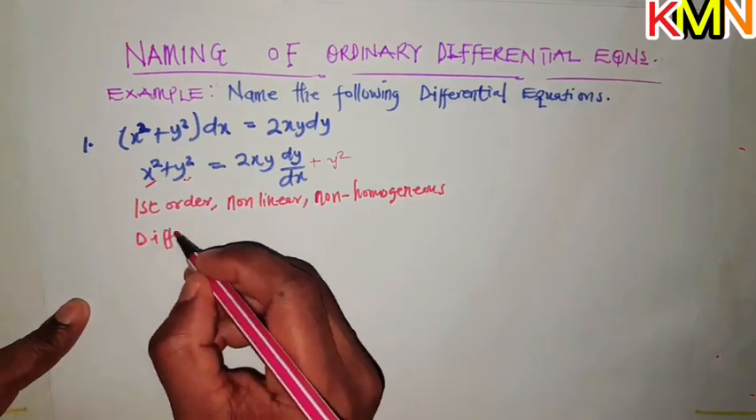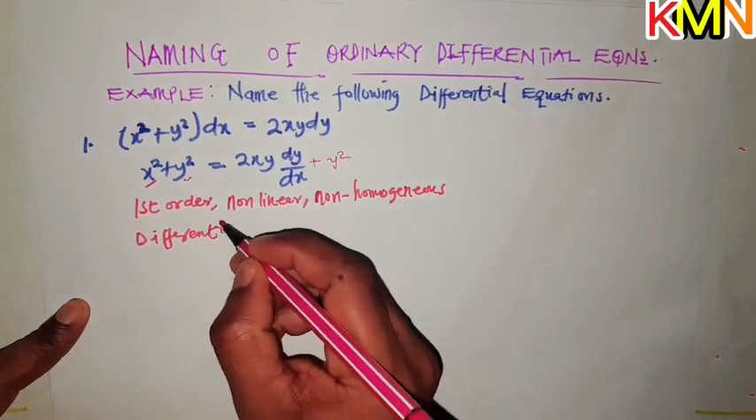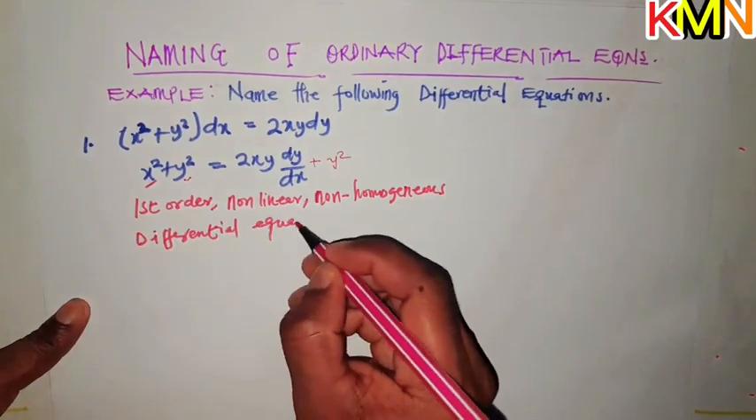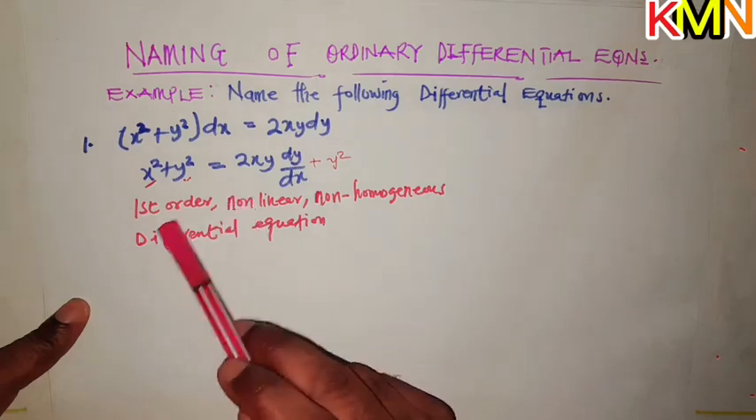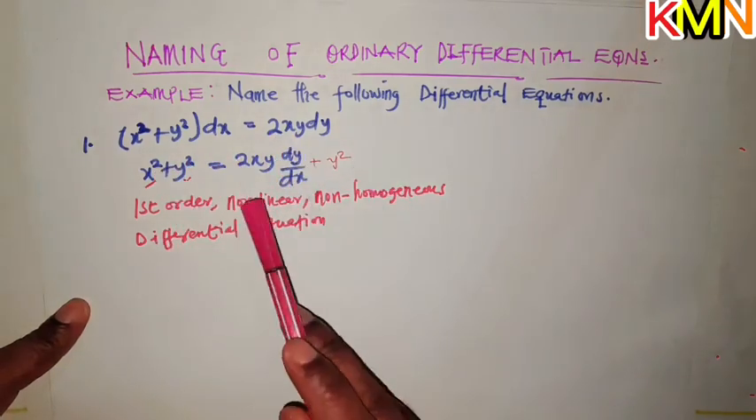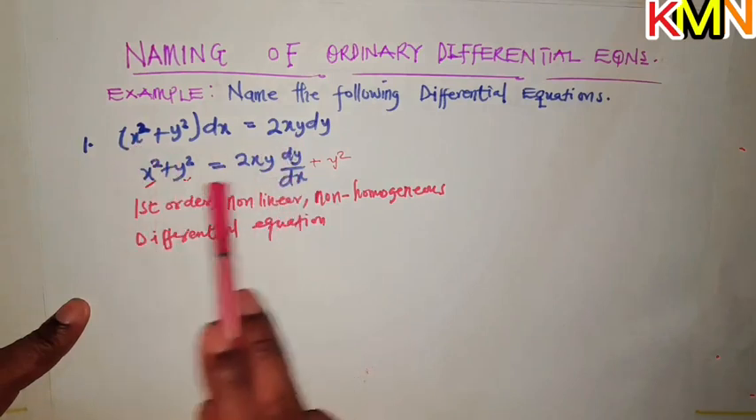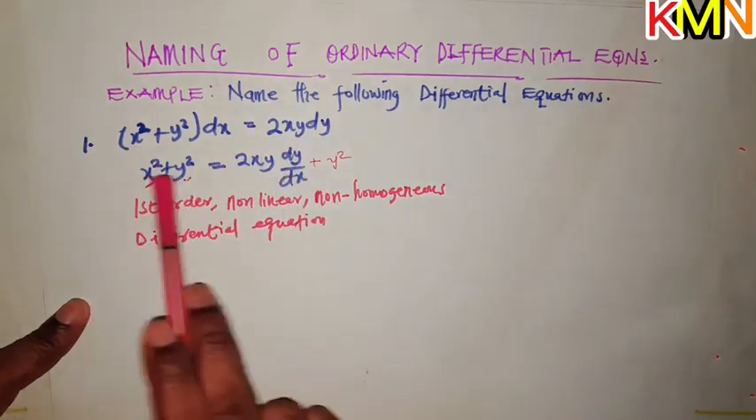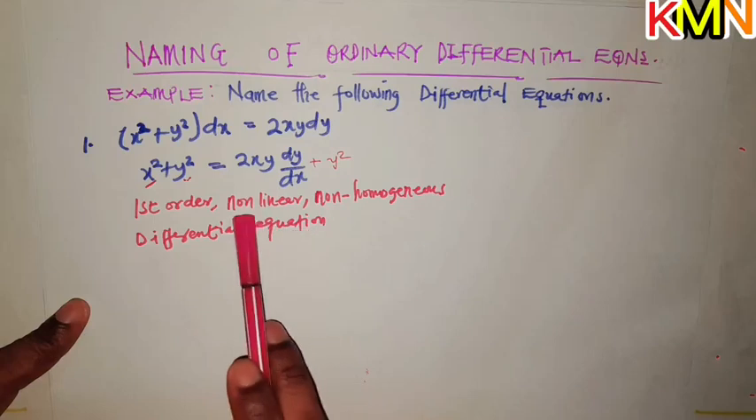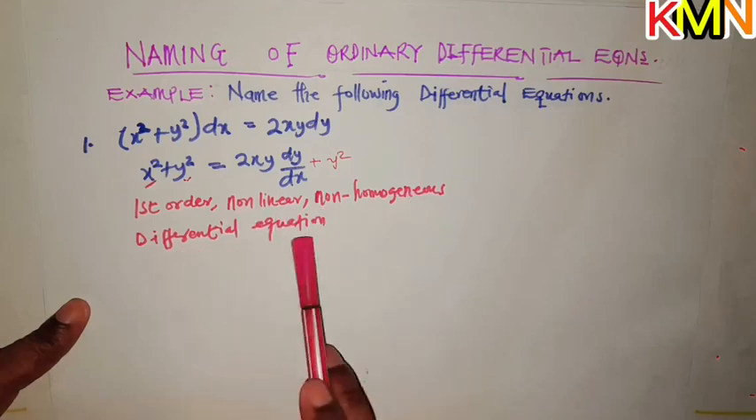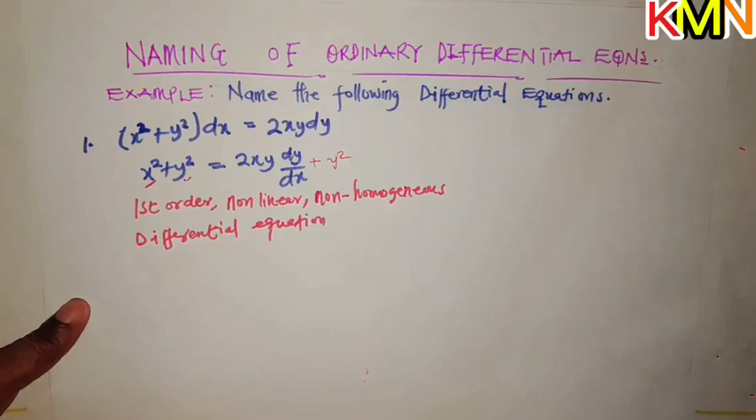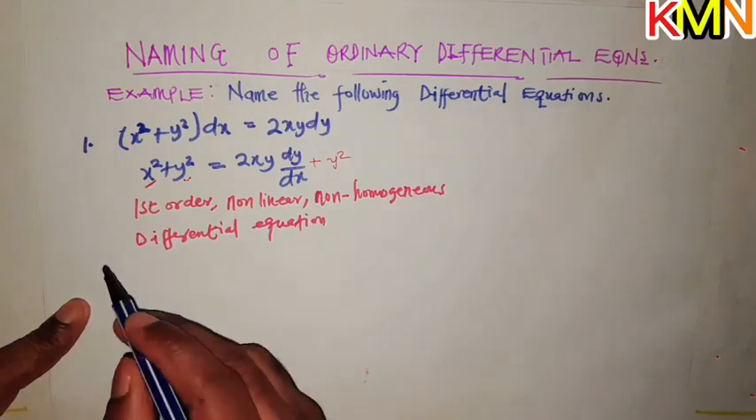So naming this differential equation, the name is first order, non-linear, non-homogeneous differential equation. So now let's look at another example.